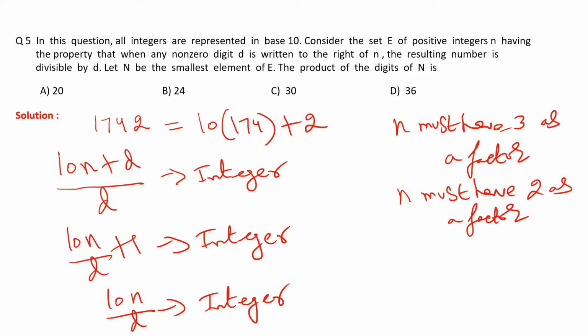Now we move to 5. 5 is present in 10, so there is no requirement that n must have 5 as a factor. Then we put d as 6. I have already told you that n contains 2 and 3, so it will be divisible by 6. Now when we put d as 7, then 7 is not present in 10 as a factor. That means n must have 7 as a factor.